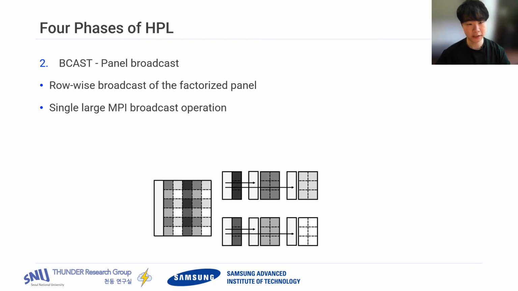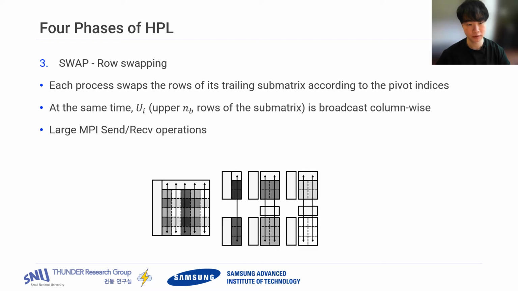Second, the bcast phase broadcasts the factorized panel to the processes which do not own it. The broadcast is done row-wise in the process grid, where the process that owns the panel becomes the root of the broadcast. Bcast is a relatively simple phase since there is only one large MPI broadcast operation. Third, the swap phase swaps the rows of the trailing submatrix according to the pivot indices, which were used to factorize the current iteration's panel. While it swaps the rows, the upper NB rows of the submatrix are broadcast column-wise. The swap phase consists of large MPI communication operations.